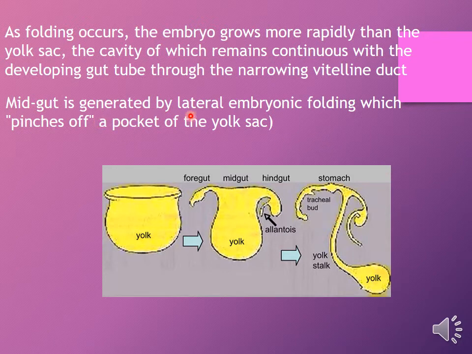Midgut is generated by lateral embryonic folding, which pinched off the upper part of the yolk sac. As we said, the folding of the embryo takes place in two directions, the cephalocaudal and the lateral folding. The lateral folding usually results in the development of the midgut. Here is the site of the midgut.